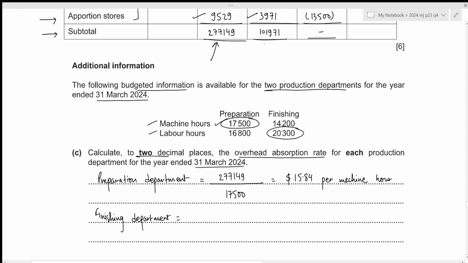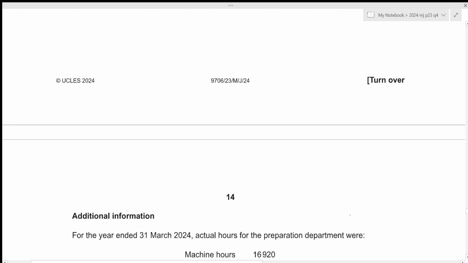So we start with our total overheads, which we calculated right here, 101,971. Then we need to divide it by the machine hours or the labor hours, which in this case is labor hours of 20,300. And this will give the overhead absorption rate for finishing department to have the value of 5.02. And this is per labor hour. That is all for the third part. Let's move to the next one.